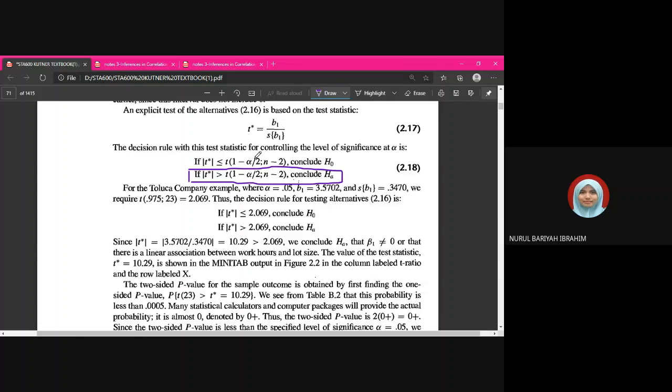Bila kira test statistik, dia akan dapat 10.29, which is more than the value from the table. So we can reject H0. Bila kita reject H0, we can say that there is a linear association between y and x. Okay, that is the way how you do the test concerning the beta 1, if we want to know whether there is a linear association between y and x, whether the slope is significant or not.